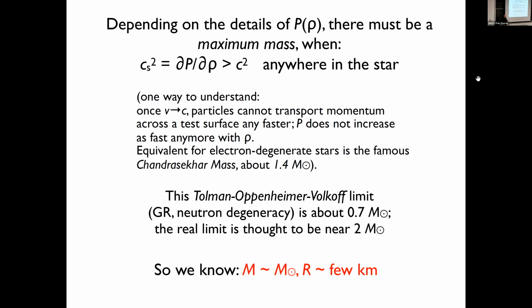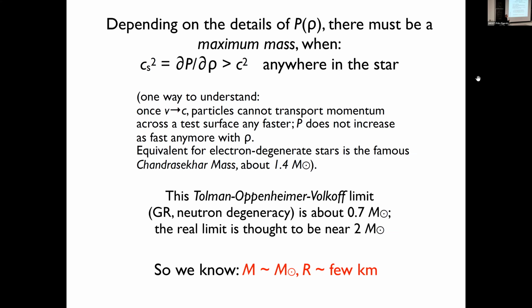So the core has to collapse. Anywhere within the star where the sound speed exceeds the speed of light, you'll get collapse. So there must be a maximum mass that corresponds to the sound speed just teetering on the edge, just below the speed of light everywhere in the star.